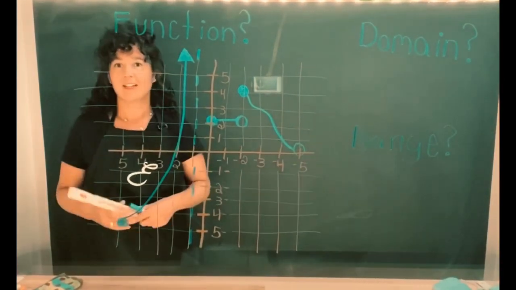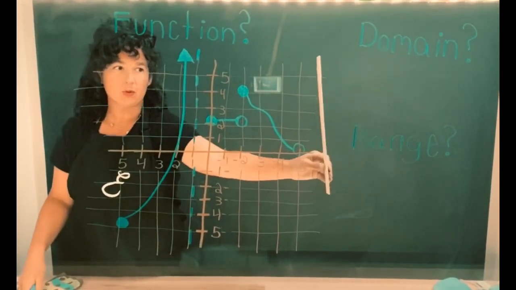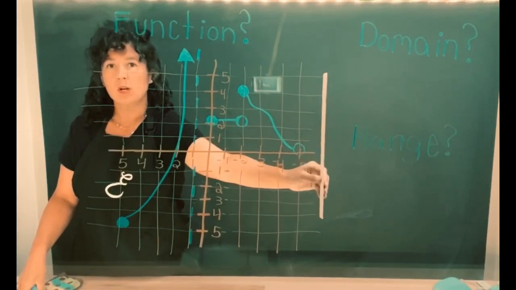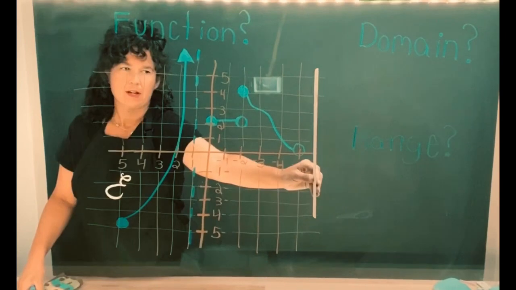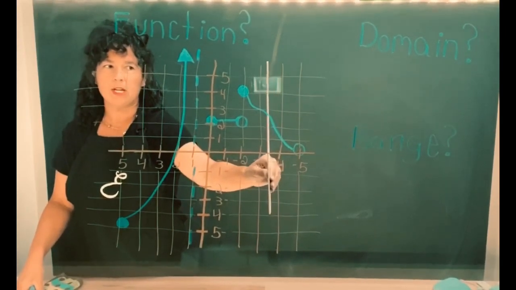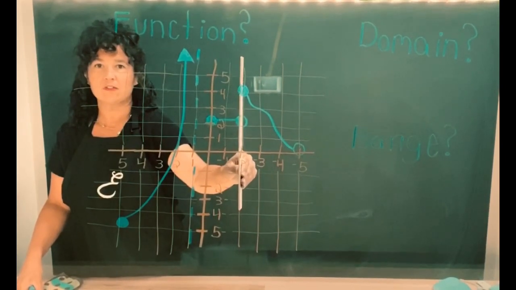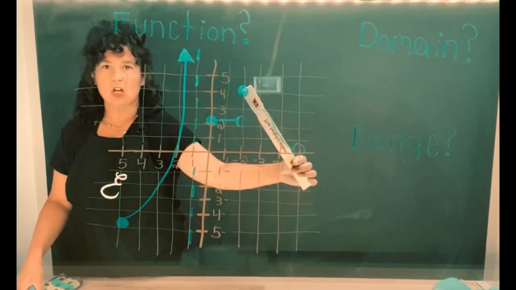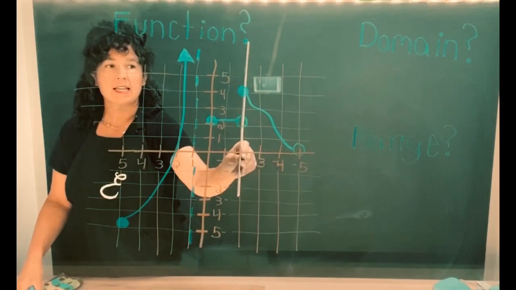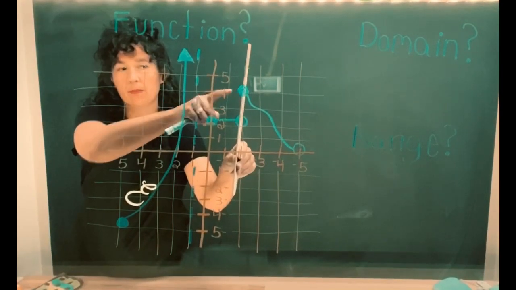Function? Well, let's take a look. Let's run our vertical line from left to right and see if we're in contact with the graph in more than one spot at the same time. I'm moving it across here and I'm only in contact with the graph at one point at a time. It looks a little crazy here at -2 because we have a solid dot and an open dot, which means that at -2 we are only in contact with the graph up here.